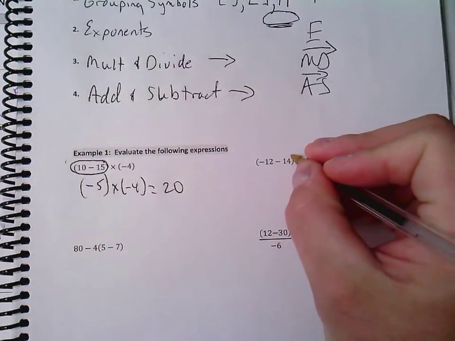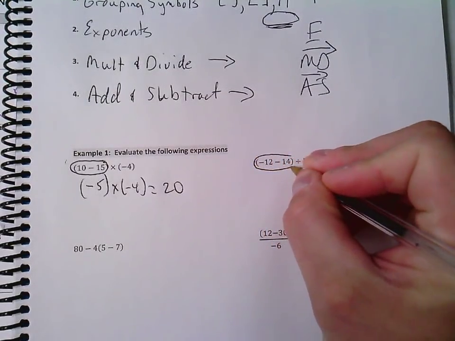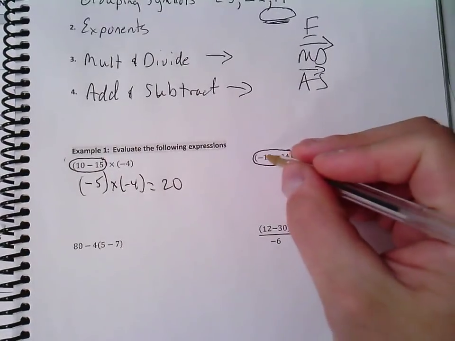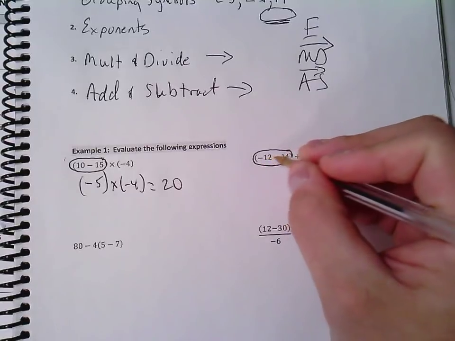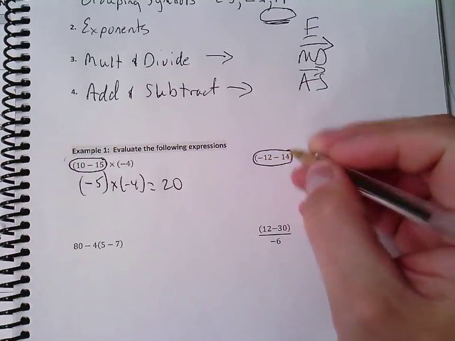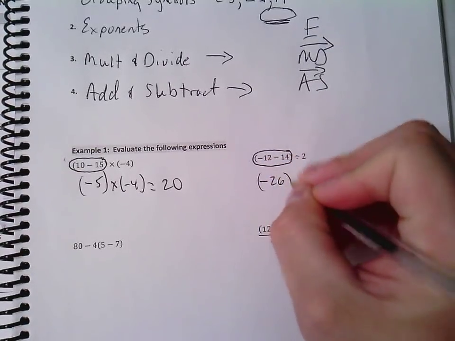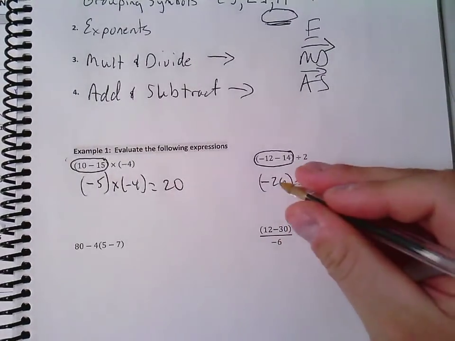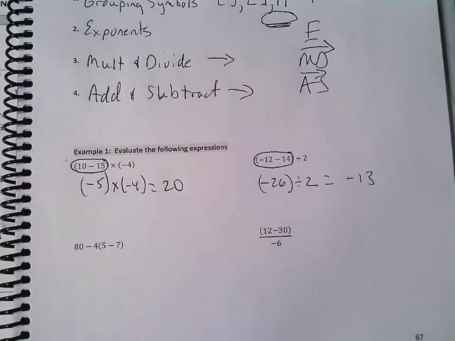Over here on the right side, once again, we've got parentheses. So the parentheses would happen first. Negative 12 and negative 14. I borrow 12, I borrow 14 more. I owe 26. Divided by 2 equals negative 13. Remember, negative divided by positive is equal to a negative.